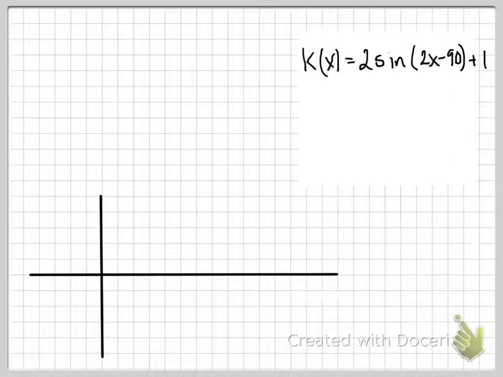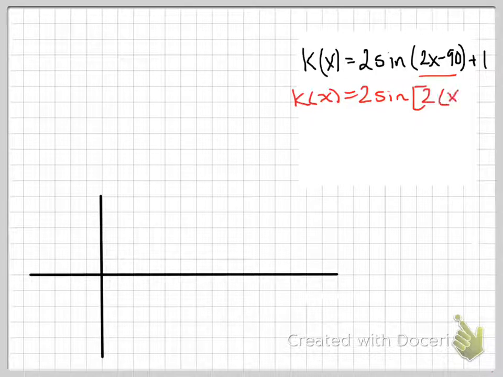Okay, so now we're going to look at how to graph a trig function. Again, we need to factor out whatever's happening to the x. So this would be k of x is 2 sine (2x minus 90) plus 1.